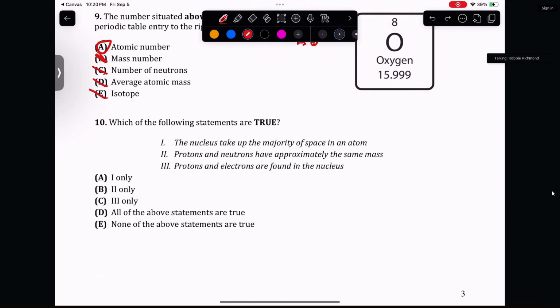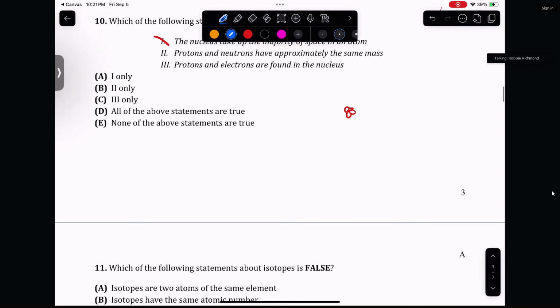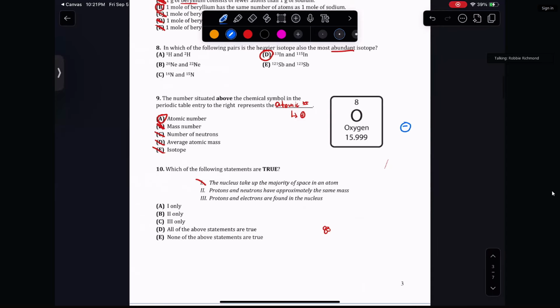Which of the following statements is true? The nucleus takes up the majority of the space in an atom. That is not true. When we talk about the model of an atom, the nucleus takes up a sizable part, but these electrons are so far away that the entire volume of that atom is mostly comprised of the space that the electrons take. Actually, I'm going to keep that up there for reference.